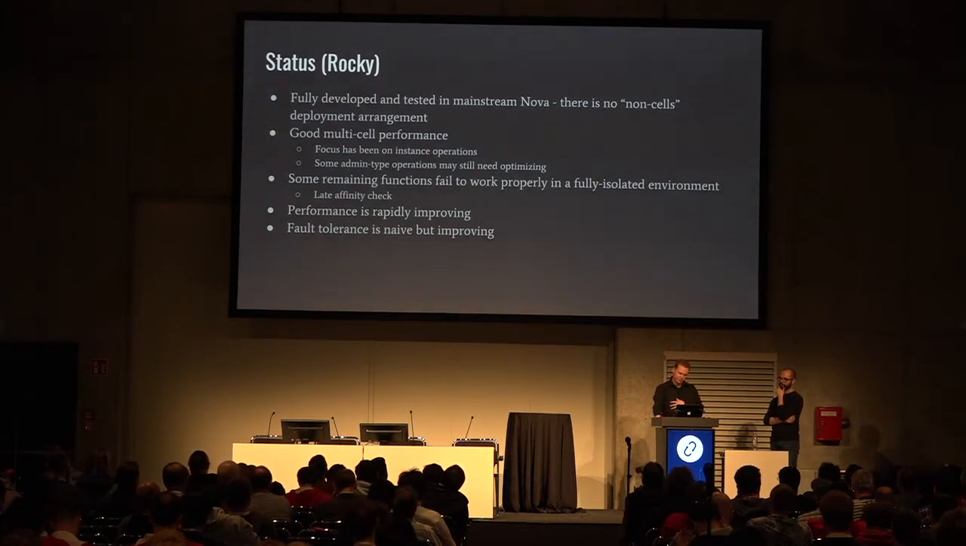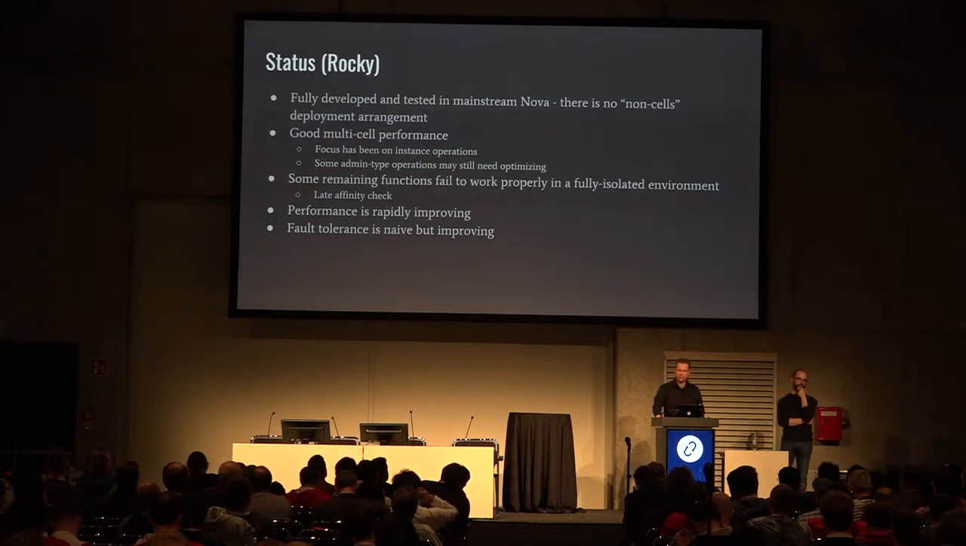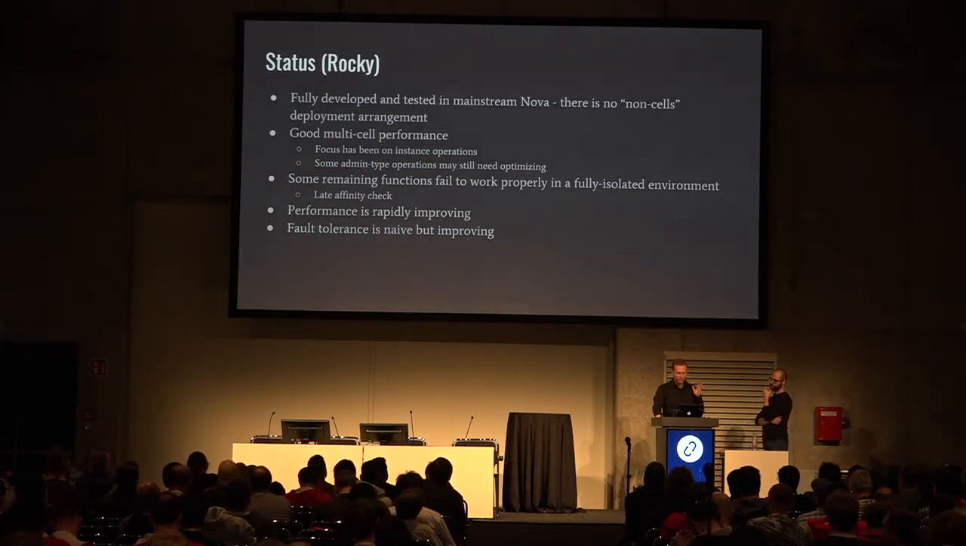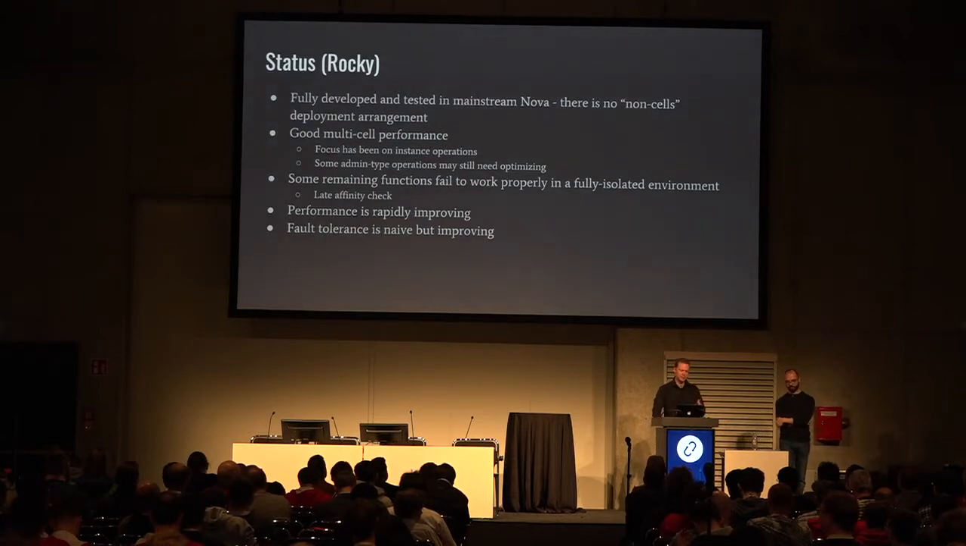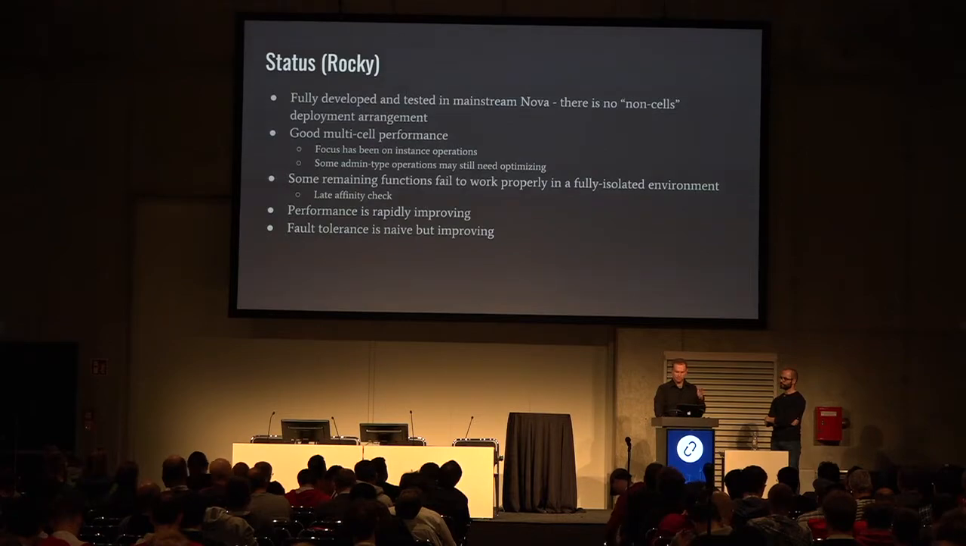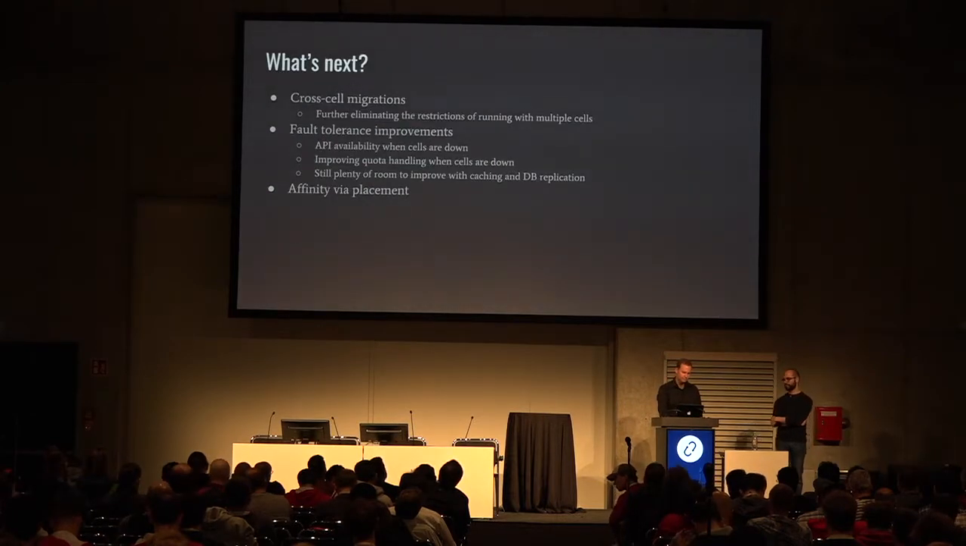Like I said, performance is pretty good now. It's been rapidly improving over the last several cycles. Each of the last three cycles, people have done serious performance testing and come with numbers and hotspots, and we've addressed a lot of those, which is cool. Fault tolerance is still naive, but there's a lot of work going on in Rocky to make that a lot better. So what's next?